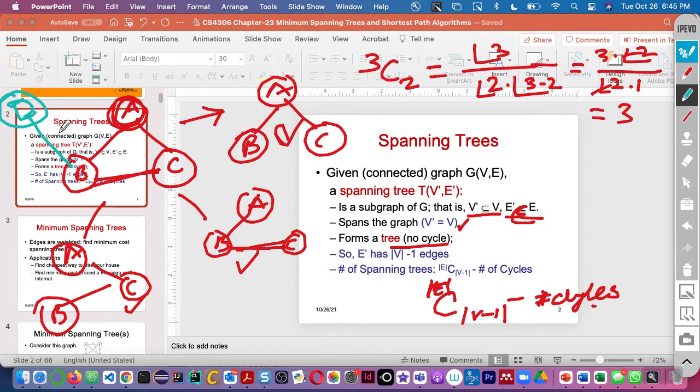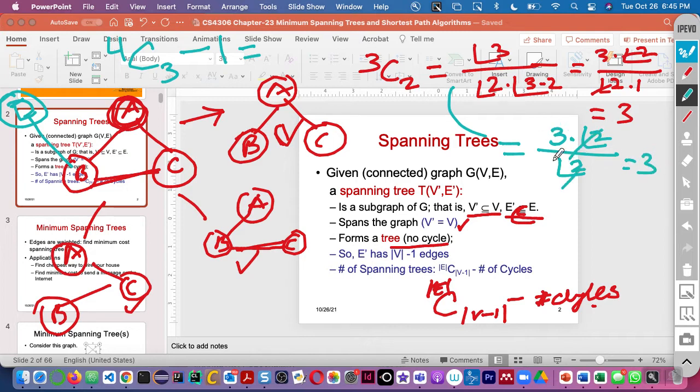So here, how many edges? 1, 2, 3, 4, right? 4, and the number of vertices equal to 4, right? Then 4 minus 1 equal to 3, and minus how many cycles over here? 1. Actually it can be easily calculated this way: 3 into factorial of 2 divided by factorial of 2 equal to 3. It can be easily calculated this way.